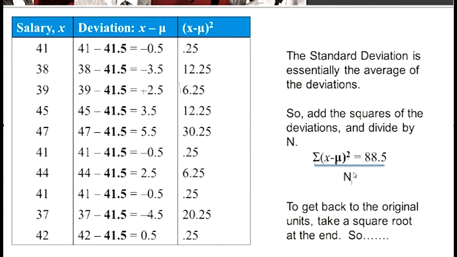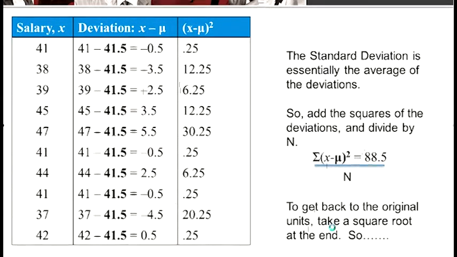Now, if I divide that by however many I have, can you see how that's an average kind of formula? I have added them all up and divided by however many there are. So this is an average or standardized deviation. Now to get back to the original units, so we're not dealing in numbers bigger than they started, we take a square root. Because we squared it, we're kind of undoing that. Take a square root at the end.